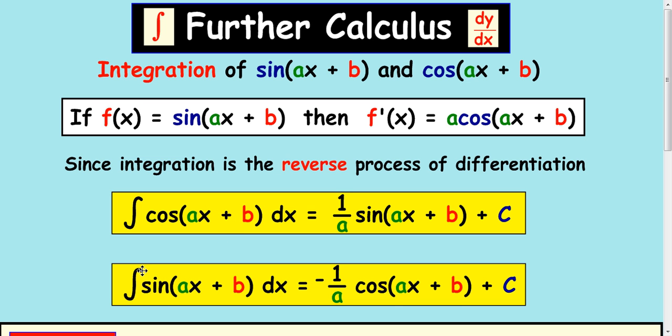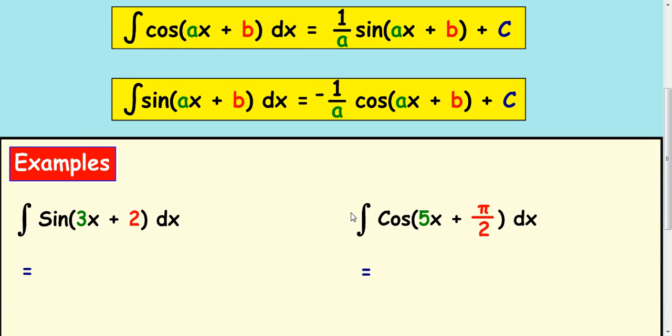And the same idea here, when we integrate sine, we get negative cos, and then we divide by the derivative of the bracket. These two sections here are in the formula sheet. You don't have to memorise them, but it is good to understand what's going on and not always rely on the formula sheet, but it is there if you need it. So let's look at some examples first.